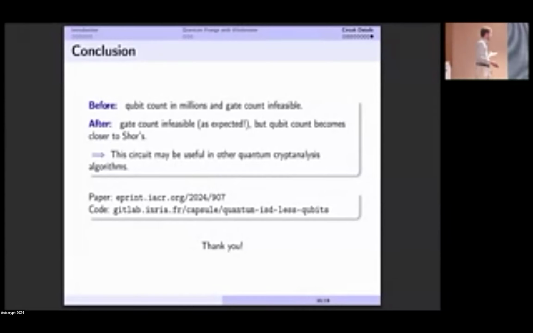The other thing is that this circuit is not specific to code-based crypto, actually. We're just inverting a matrix. So this might be useful in other quantum cryptanalysis algorithms, even though this paper is focused on the code-based applications. So you can find the paper on ePrint, and we also implemented all the circuits described here, to check the counts, and so this code is also on the web. Thanks a lot.